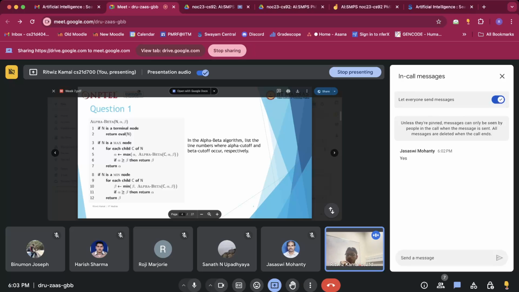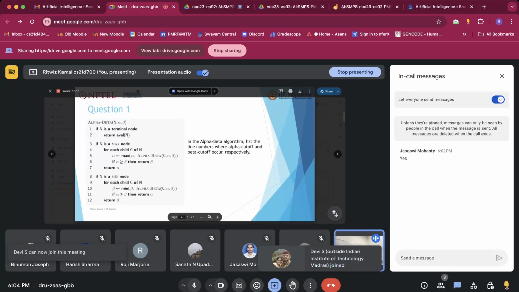You're given the pseudocode for the alpha beta algorithm, and the question asks that in the alpha beta algorithm, list the line numbers where alpha cutoff and beta cutoff occur respectively. You see a line number beside each of the lines in the pseudocode, and you just have to tell me the line where alpha cutoff occurs and the line where beta cutoff occurs. Don't worry if you are not entirely familiar with what a beta and alpha cutoff are, because we will be going through a step-by-step solution involving the alpha beta algorithm for a particular game tree later on in the live session. For now just focus on understanding where alpha cutoff is happening and where beta cutoff is happening.